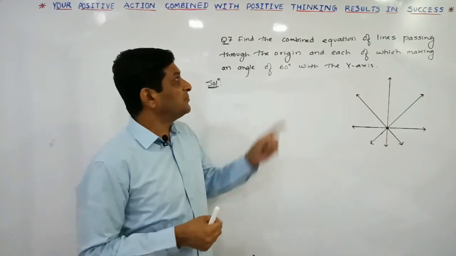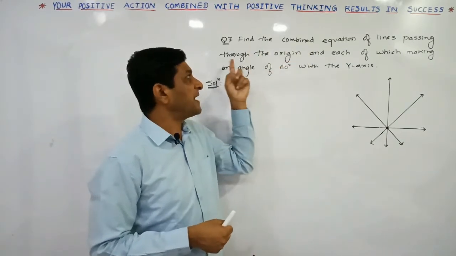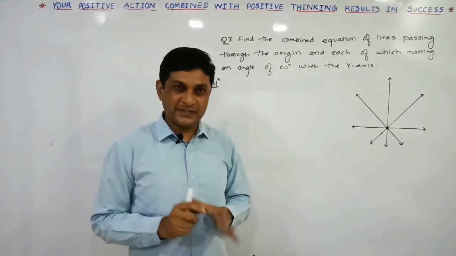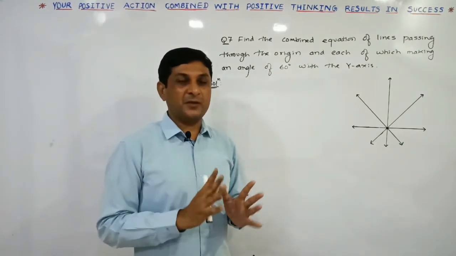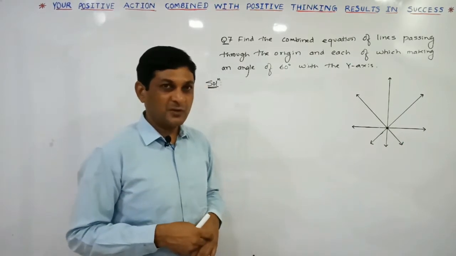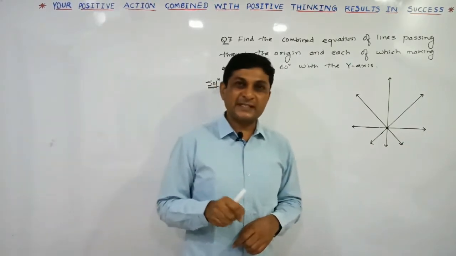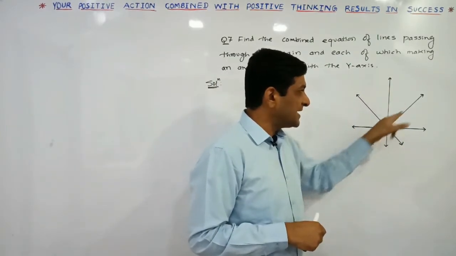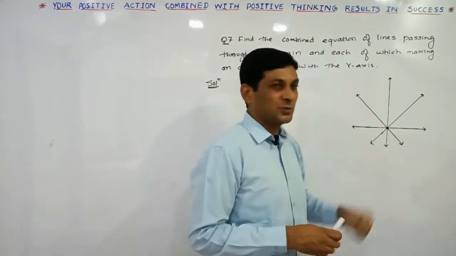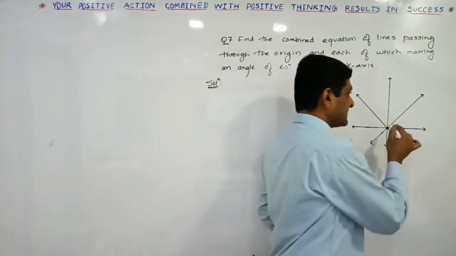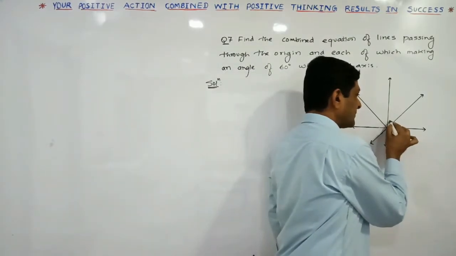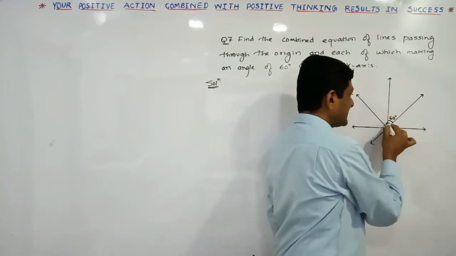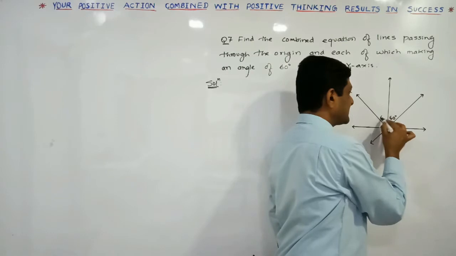In this example, we are finding the combined equation of lines passing through the origin, each making an angle of 60 degree with the y-axis. So we are finding the combined equation of a pair of lines passing through the origin and making how much angle? 60 degree with the y-axis. So let us suppose that this will be the y-axis, and these are two lines passing through the origin and making how much angle? 60 degree. So the first line also makes an angle 60 degree with which axis? Y-axis, and this second line also makes an angle 60 degree.